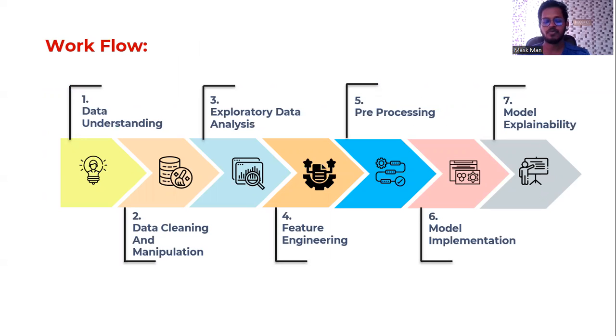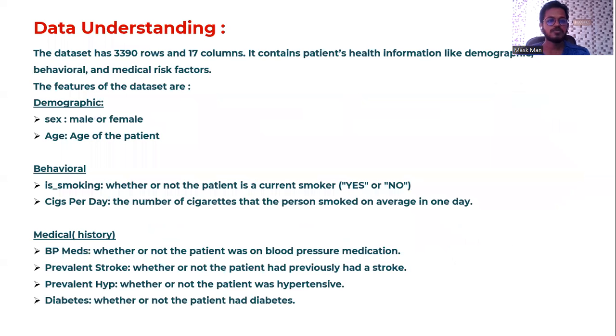The fourth stage is feature engineering. The fifth stage is pre-processing of the data, and the sixth stage is model implementation. Here we implement the data into the models, and the seventh stage is model explainability, like feature importances of the models.